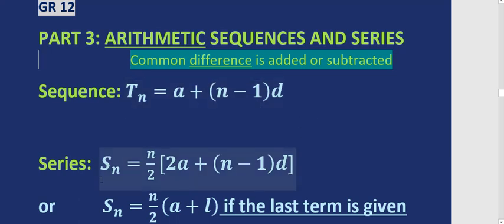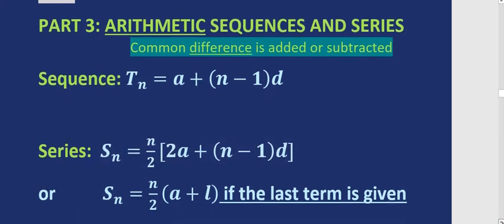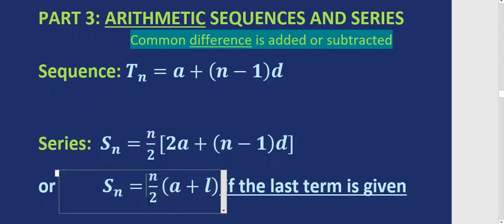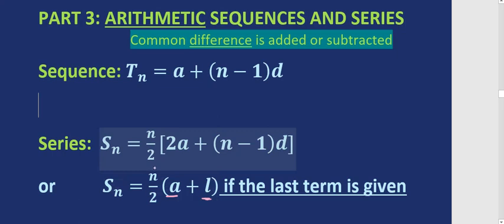And the sum, or the series Sn, we have two possible formulas for that one. The one at the bottom is basically the one we would use if we have the first and the last term. If we have the first and the last term, we can use this much simpler formula. But if we do not have the last term, then we have to use the more general Sn formula, which is the one on top here.